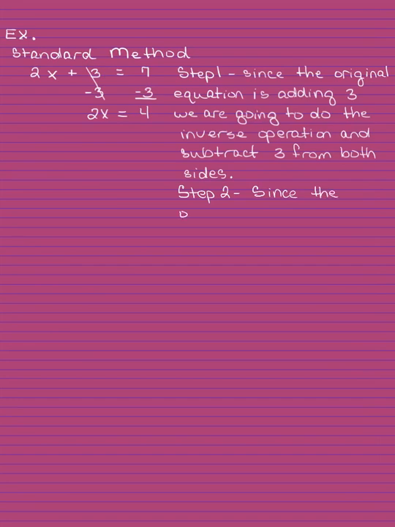When I have a number by a variable, like I have 2x, that means multiply. So since the opposite of multiply is divide, we're going to divide both sides by 2 because I'm trying to get my variable, which is x, by itself.